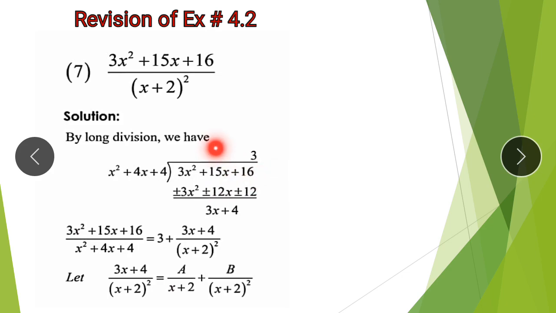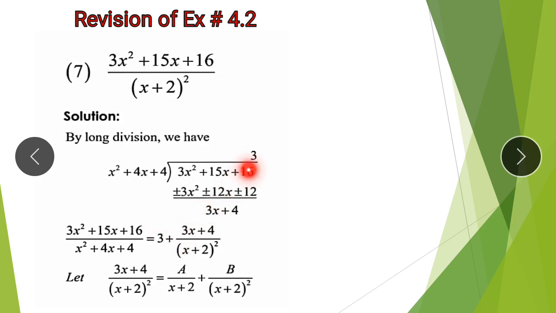The numerator is written inside, whereas the denominator is written outside as the divisor. Here we can see that inside 3 is written and here the coefficient is 1. So x squared should be multiplied with 3 in order to get 3x squared. So 3x squared, 3 4s are 12 and 4 3s are 12. By subtraction we will get 15 minus 12, 3x, and 16 minus 12, 4. Here we can see that the degree of the remainder is 1 and the degree of the divisor is 2. So 1 is less than 2, which means that this is converted into a proper fraction.